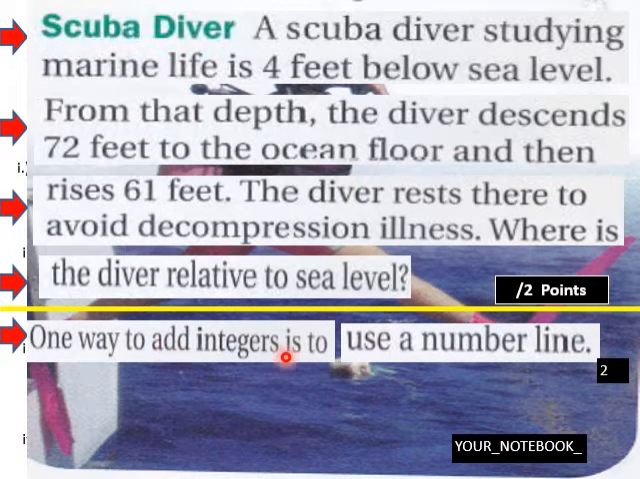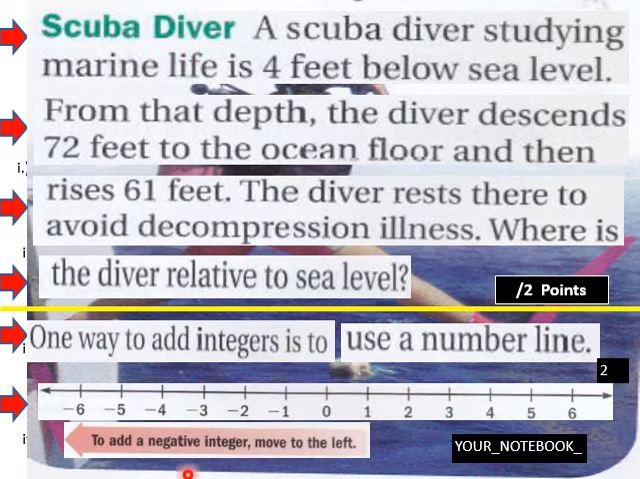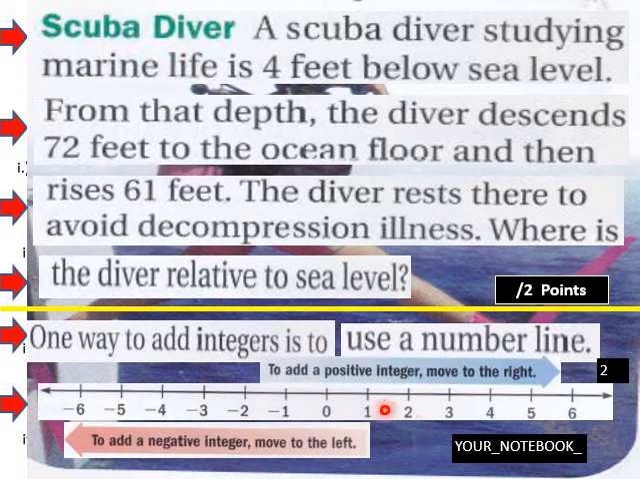So one way to add integers is to use a number line. So here's a number line. So we could add integers so long as they occur on this number line. So to add a negative integer, move to the left. So we move to the left to add a negative. And then to add a positive integer, we move to the right from the origin here, usually, or from the integer that we're interested in.